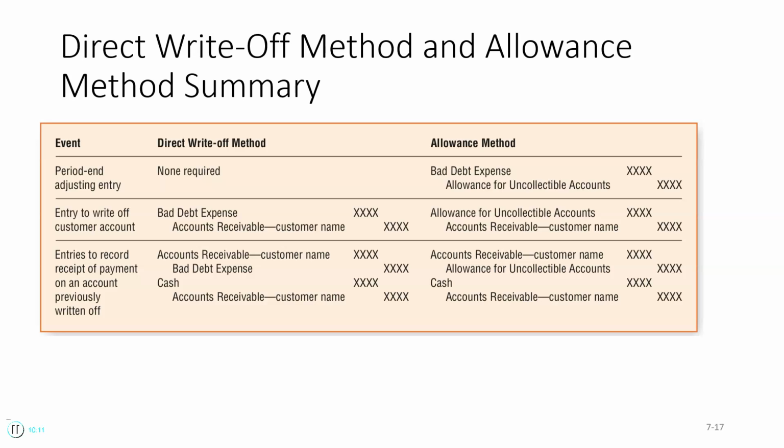Now, when you use the allowance method, when you do your estimate is when you book bad debt expense. But when you have a write-off, it's just an adjustment on two balance sheet accounts, the allowance for uncollectibles and accounts receivable. And that ends this part.